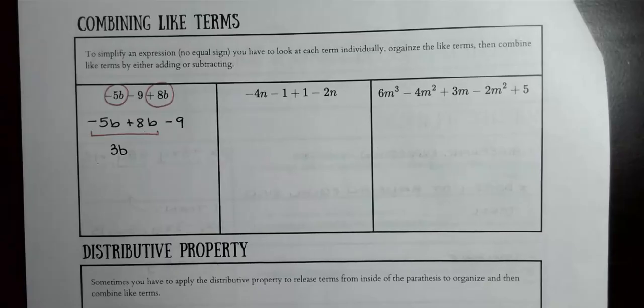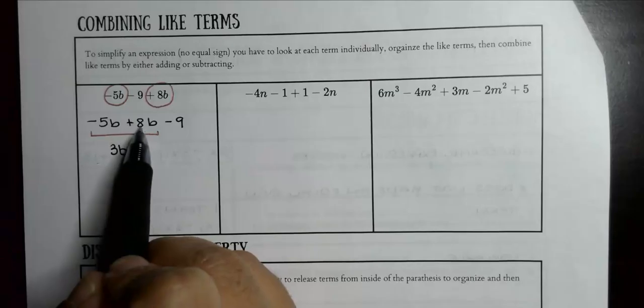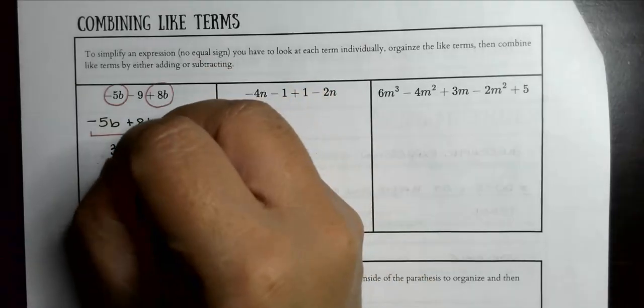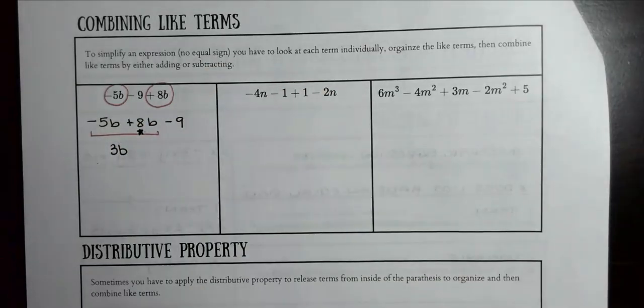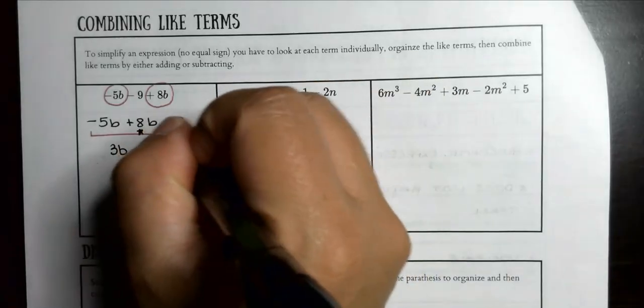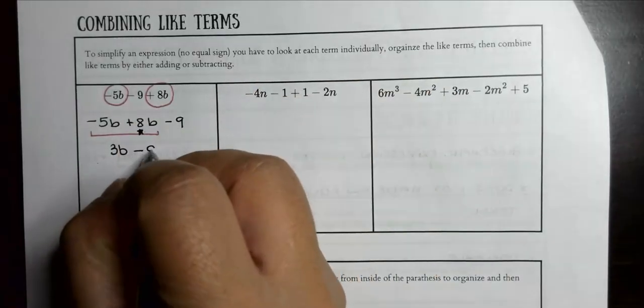Now, my next question is, I don't know if the 3 should be positive or negative. So I'm going to ask you to look for the bigger number. 8 is bigger than 5. And because 8 is positive, the answer 3 will also be positive. And since there's nothing to do with this 9, I'm just going to bring it down.